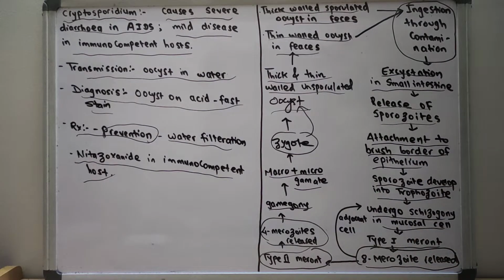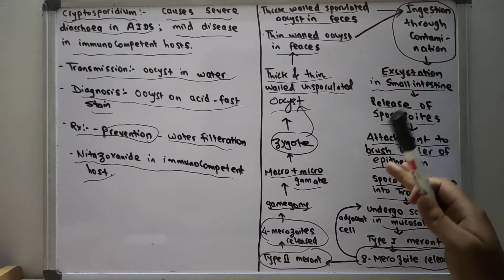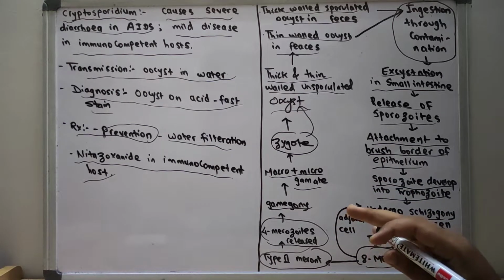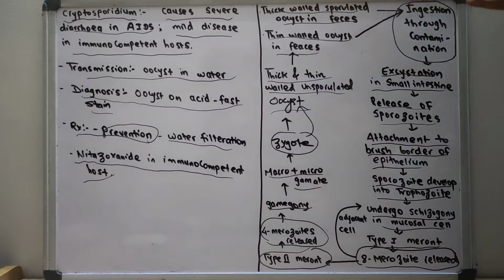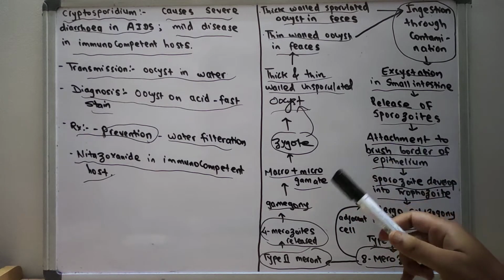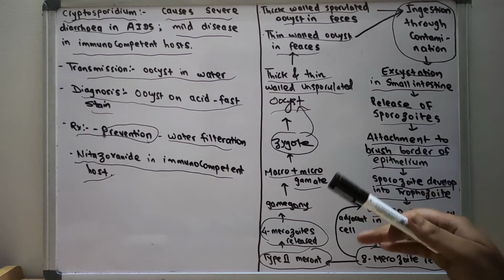We also discussed the life cycle of Cryptosporidium. In the life cycle we discussed how the cyst changes into the sporozoite, sporozoite to trophozoite, trophozoite to meront, and the meront undergoes gamogony, formation of the zygote, and the oocyst is formed at the end.